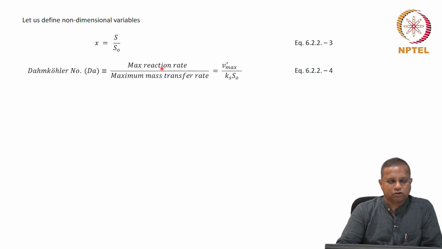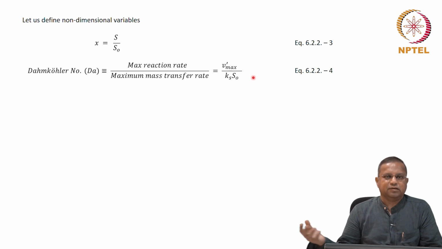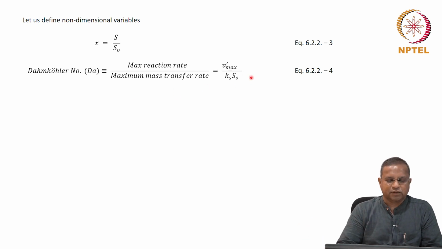So, it is a ratio of the maximum reaction rate to the maximum mass transfer rate. The maximum reaction rate, you know, is Vmax dash, that is the maximum rate at which it can occur in the Michaelis-Menten kinetics, and Ks S naught is the maximum mass transfer rate, because Ks times (S naught minus S) is the actual mass transfer rate. When S equals 0, you will have the maximum mass transfer rate. So, you have Ks S naught in the denominator here, and let us call this equation 6.2.2 dash 4.